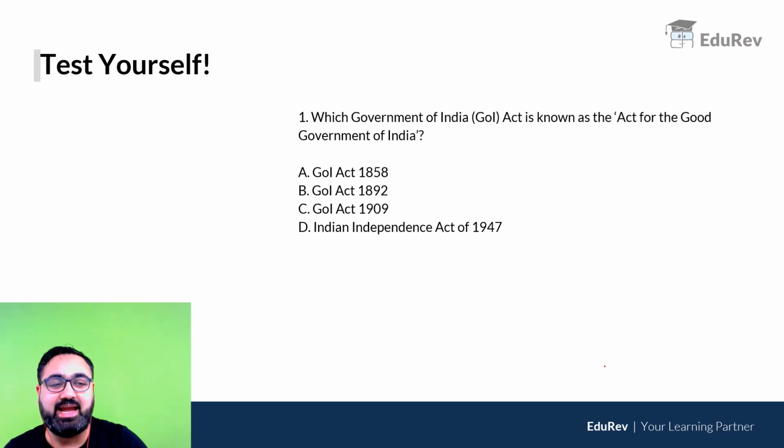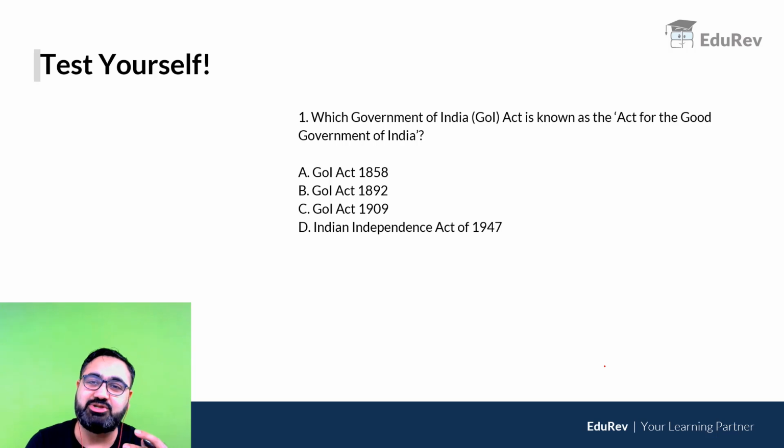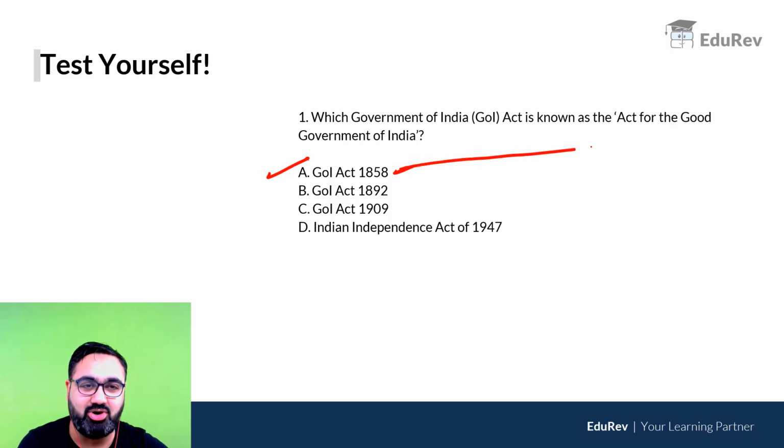The hint is it came right after the revolt because British wanted to show that we care for you and we will bring good government to India. So yes, it was a Government of India Act 1858, which was also called as the Act for the Good Government of India. Very easy, straightforward question. Most of you should be able to answer this.